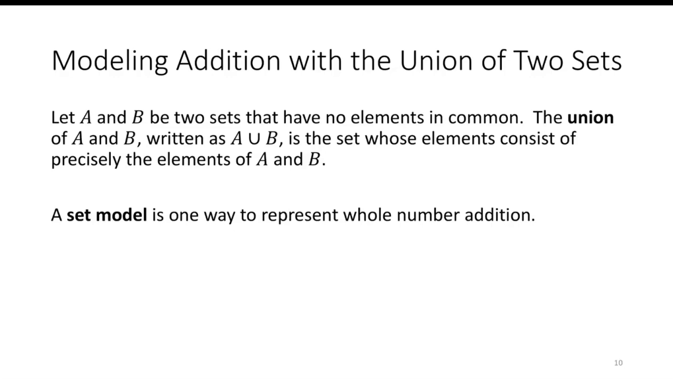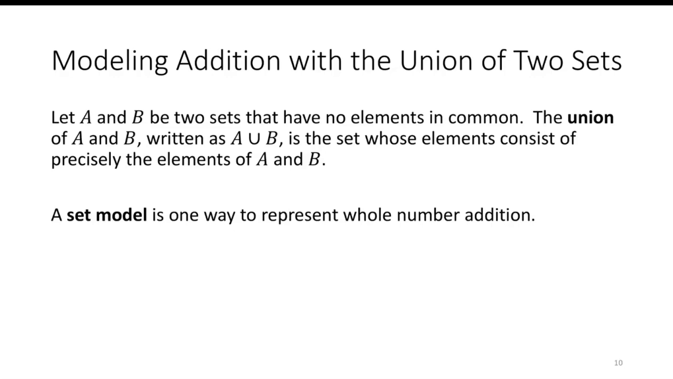Let A and B be two sets that have no elements in common. So they're completely distinct, there's nothing in common, the intersection is empty. The union of A and B, written A union B, is the set of elements that consists precisely of the elements of A and the elements of B.